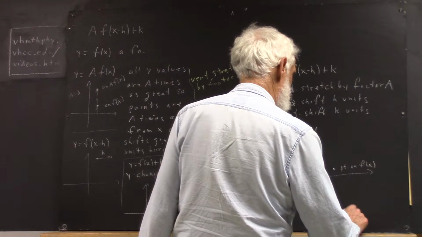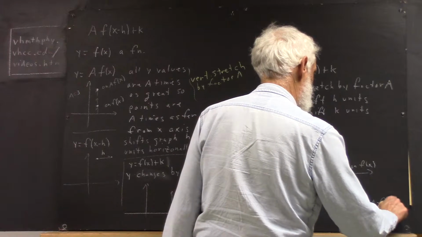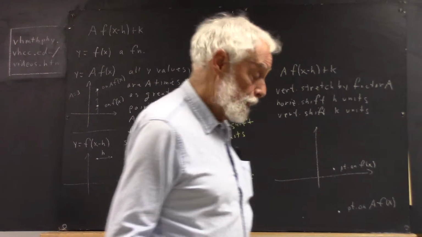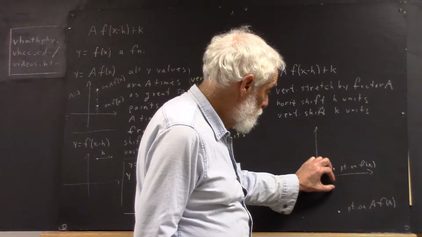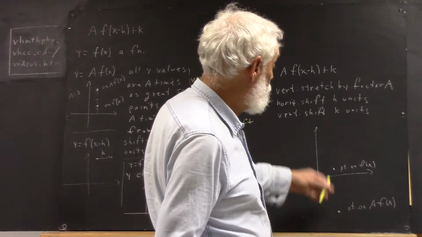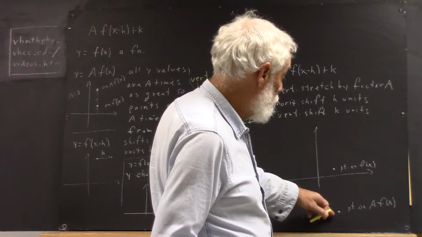So let's just say, okay, here we have a point now on the graph of a f of x. Okay, what would the value of a be? Well, we're what, 1, 2, 3, 4, say about 4.5 times as far as we were from the x-axis, and on the other side.